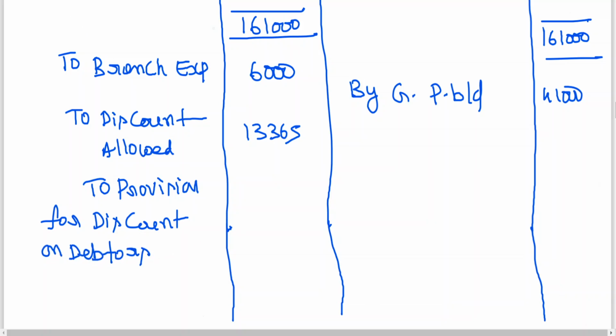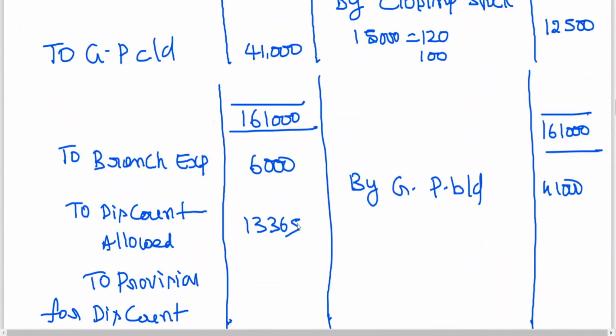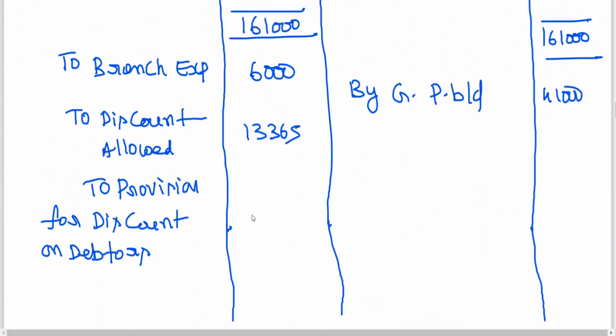Provision for discount on debtors. We calculated just now, we got how much? 1337. Then there is one more important point.